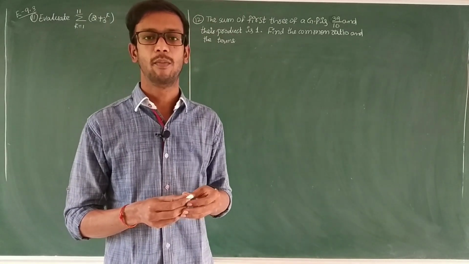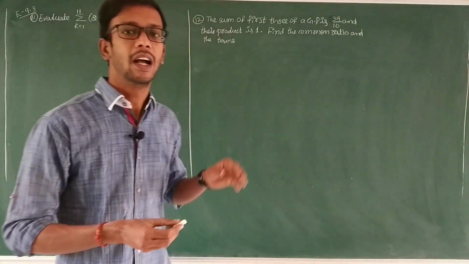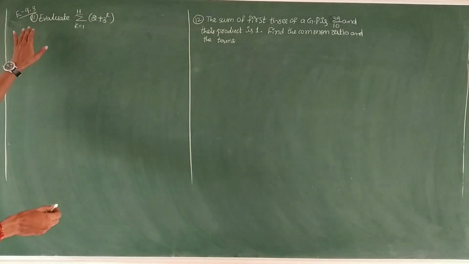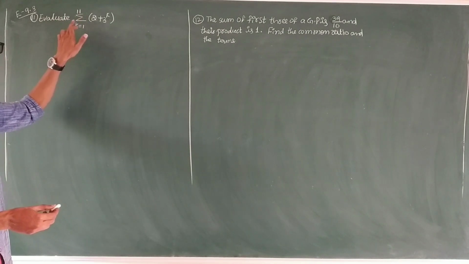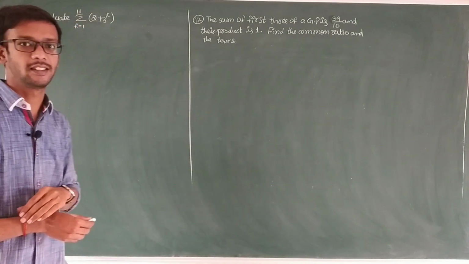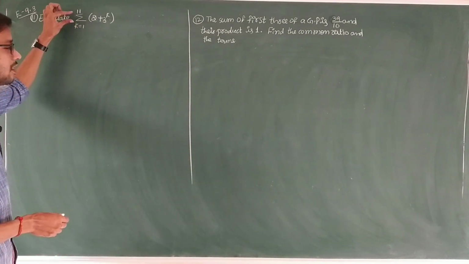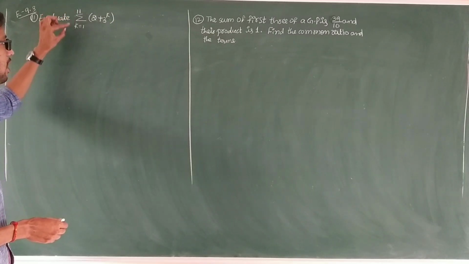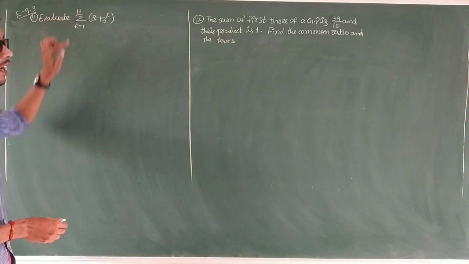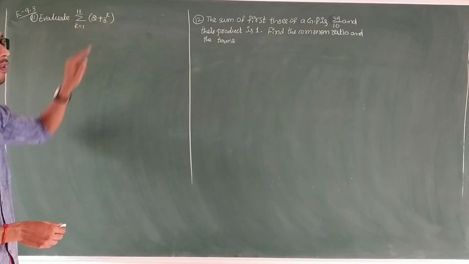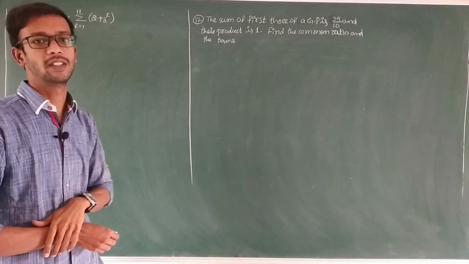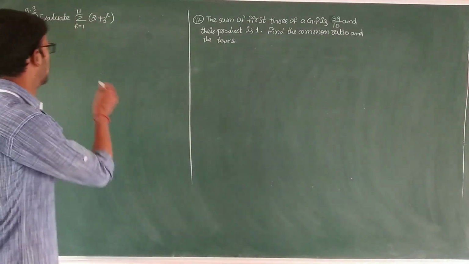In exercise 9.3, problem number 11. See, evaluate. This symbol is summation. Already we discussed the meaning of this symbol, how we read summation. Summation k equal to 1 to 11 of 2 plus 3 power k. This value, how much they are asking. So for that purpose here.